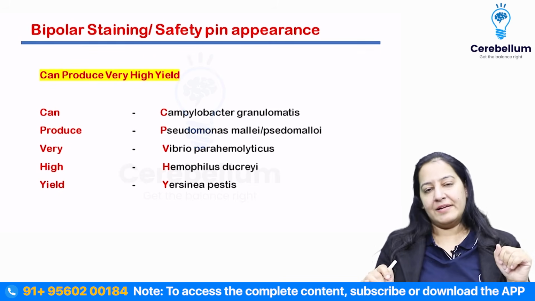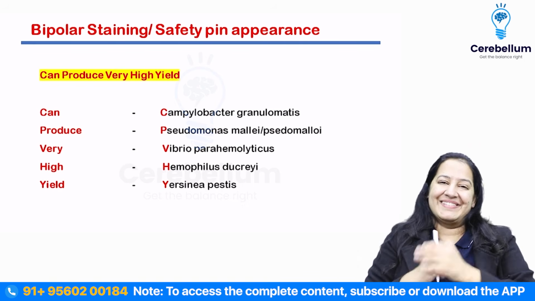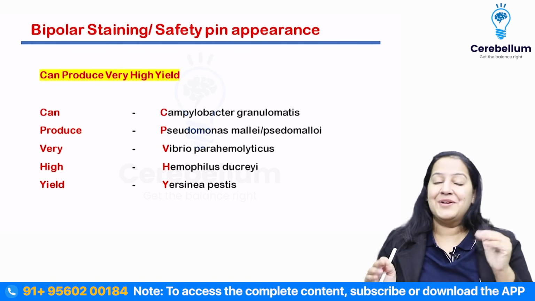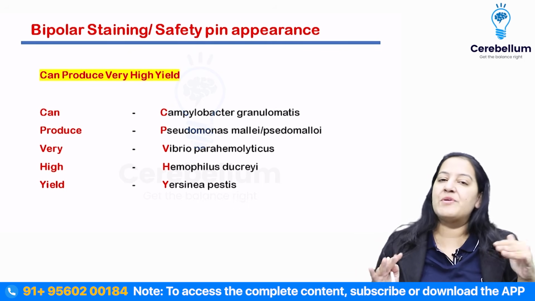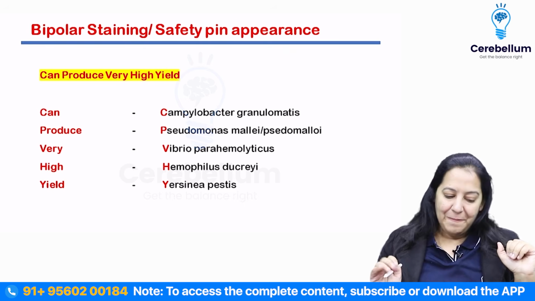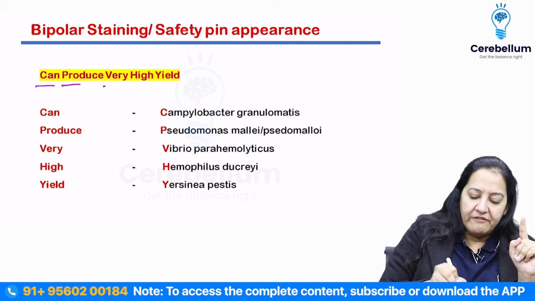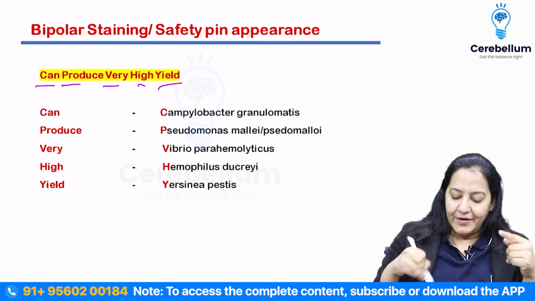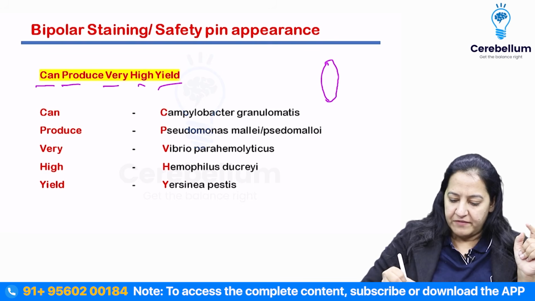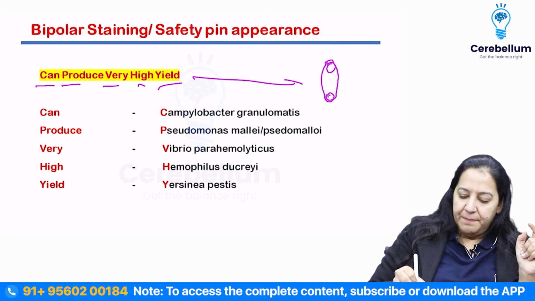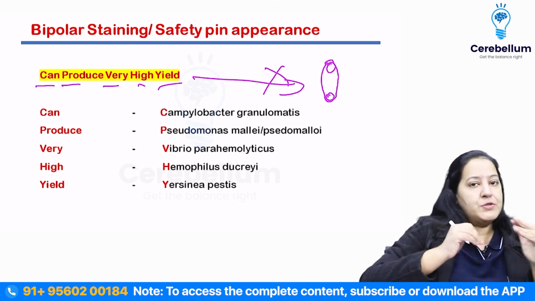Now can you tell me the name of the bacteria in which there is no uniform staining, the staining is at the poles? There are 5 bacteria. Again you have to learn the list. I told you microbiology is full of lists and mnemonics. Wherever there is a list I will provide you a mnemonic. So the mnemonic is: Safety pin can't produce very high yield. Let me draw a rough diagram of a safety pin. Learn the mnemonic like that.